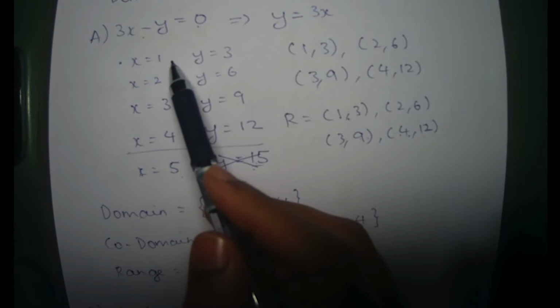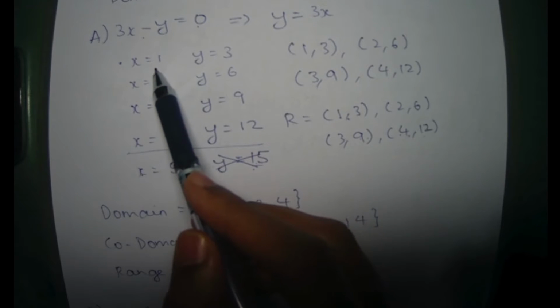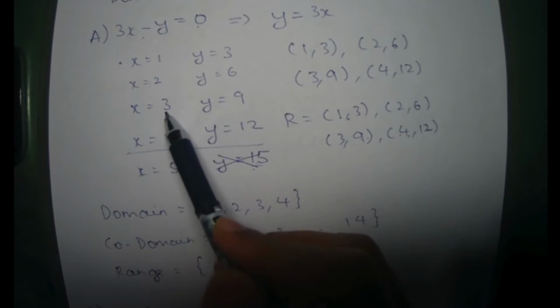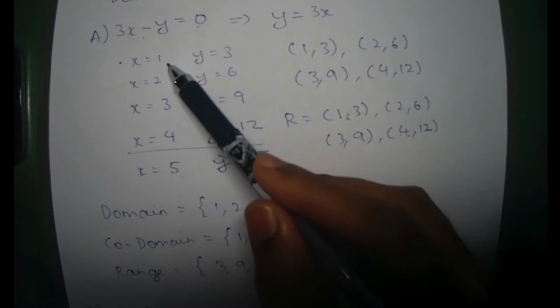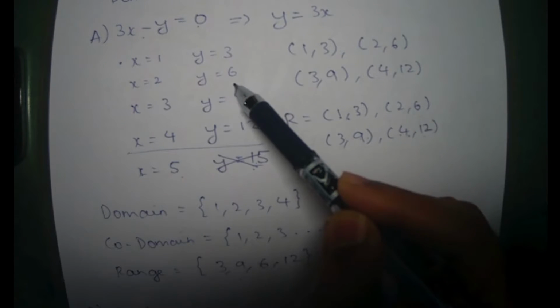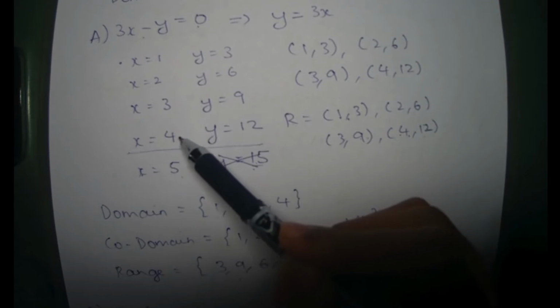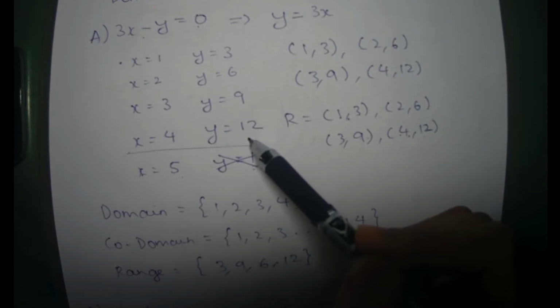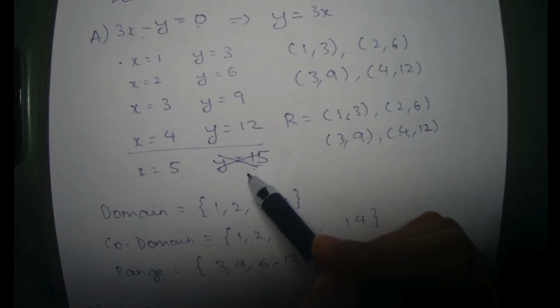So we'll take values of x from set A. We'll take x = 1 first, then x = 2, x = 3, x = 4 and so on. We see here that when x = 1 we get y as 3. When x = 2, we get y = 6. When x = 3, we get y = 9. When x = 4, we get y = 12. And when x = 5, we get y = 15.